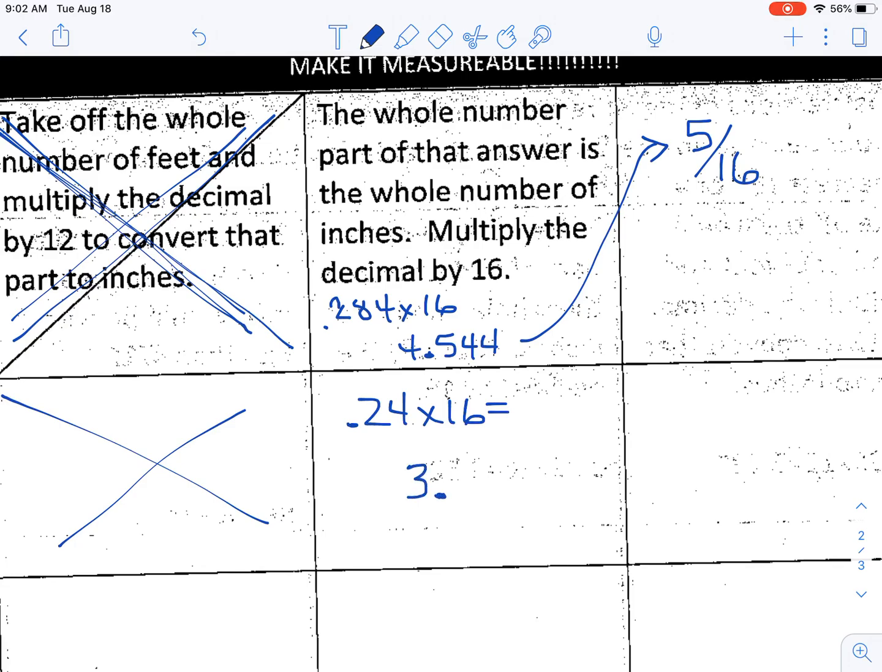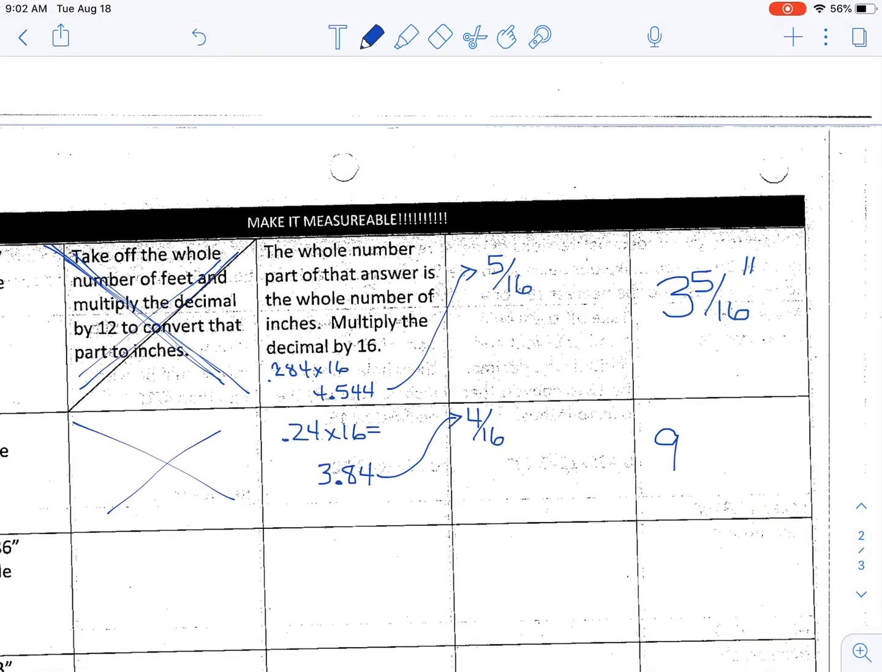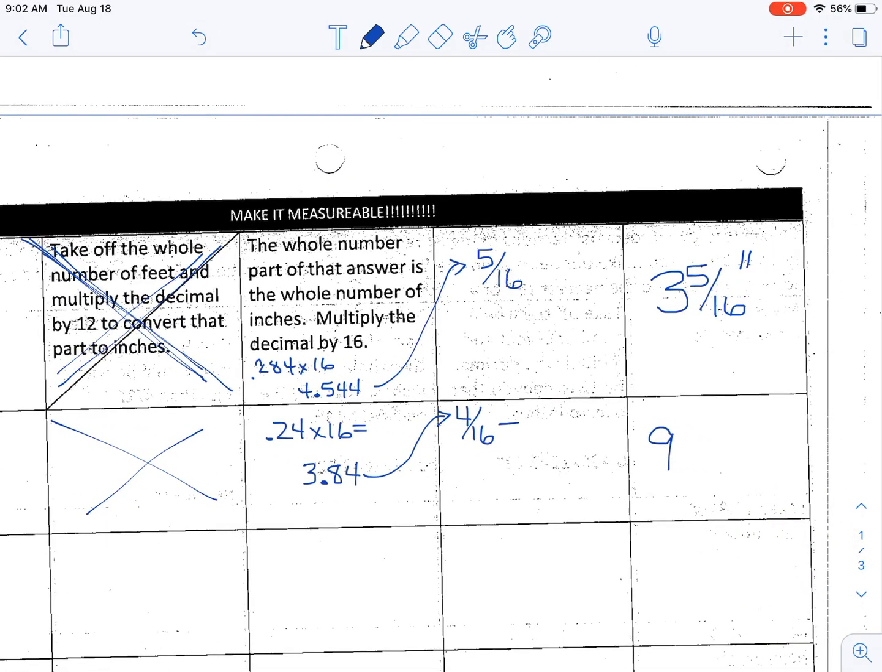I get 3.84, which would round to 4, and it would be 4/16, but that's not the best way to write 4/16. 4/16 could be reduced, right, down to 1/4. So our best answer for this would be 9 1/4.